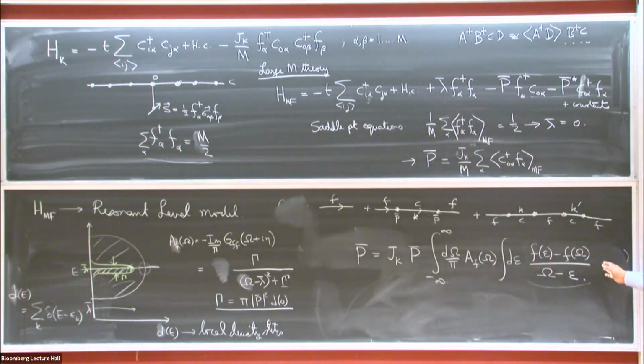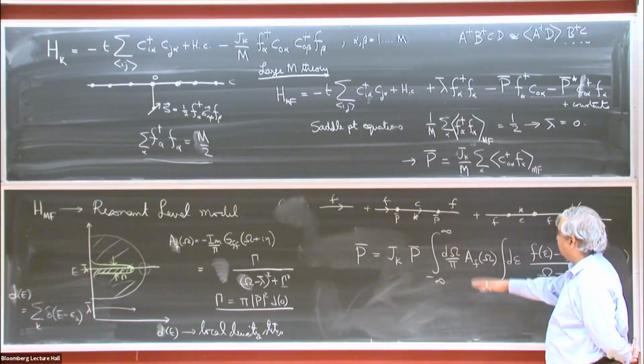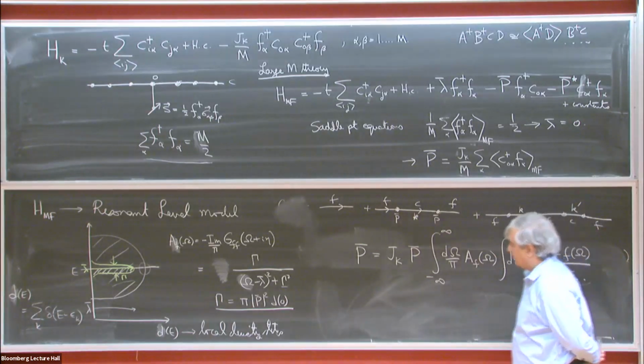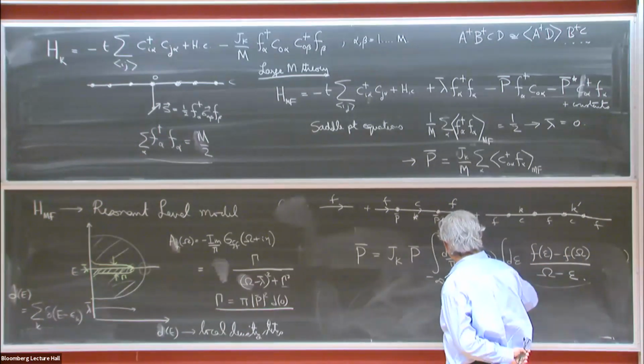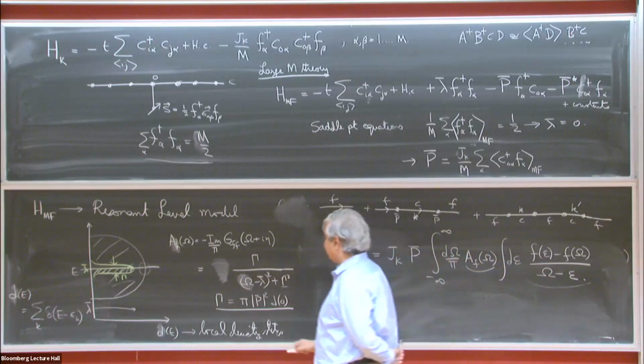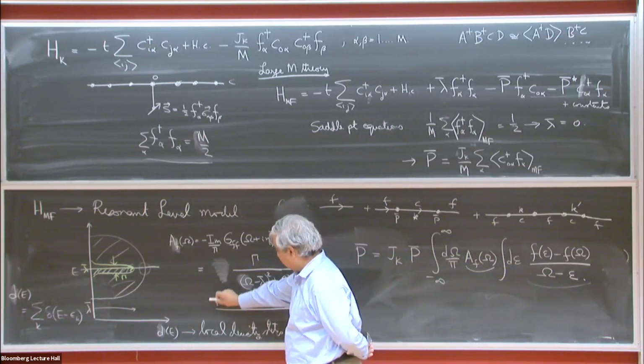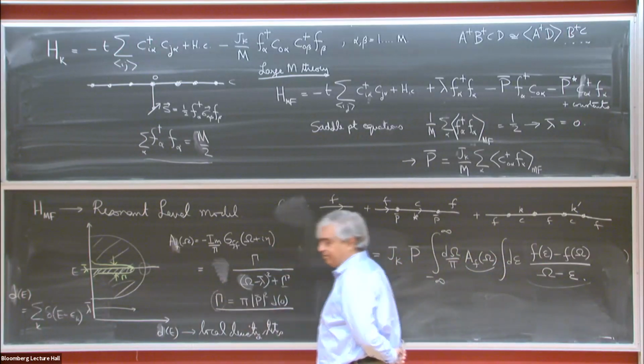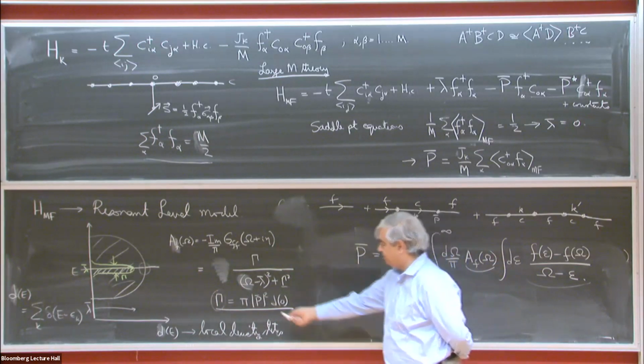Okay, so the last thing you have to do is to solve this equation in the low temperature limit for P bar. This will give you P bar as a function of JK. And here, this AF of omega, remember, also involves P bar, because AF of omega has this inverse lifetime gamma, or the width of the level, which depends on P bar squared.